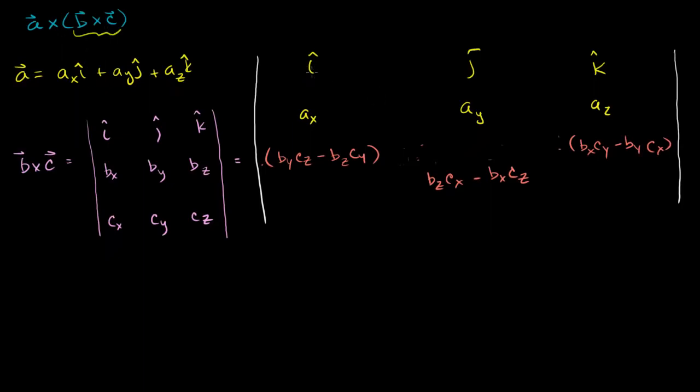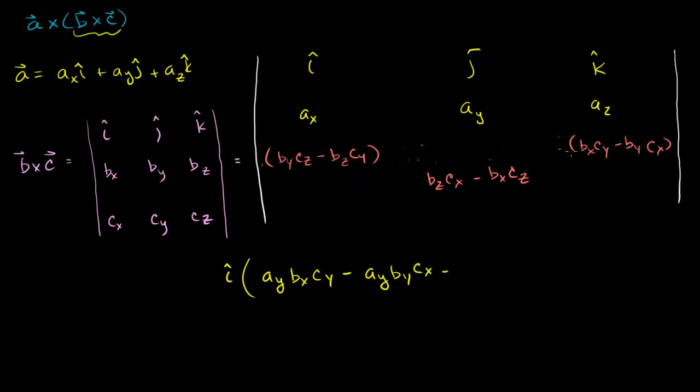So if we just focus on the i component here, this is going to be i times, and we look at this 2 by 2 matrix right over here. We ignore i's column and i's row, and we have a_y times all of this. So let me just multiply it out. So it's a_y times b_x c_y minus a_y times b_y c_x. And then we're going to want to subtract. We're going to have minus a_z times this. So let's just do that.